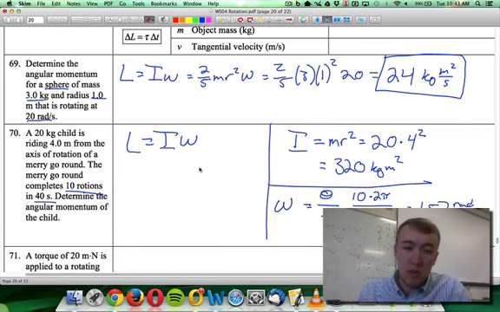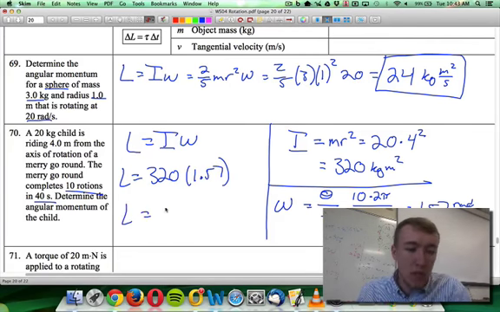So let's plug both of these numbers back in over here. We get the angular momentum is 320 times 1.57. We get an angular momentum of 502.4 kilogram meters squared per second.